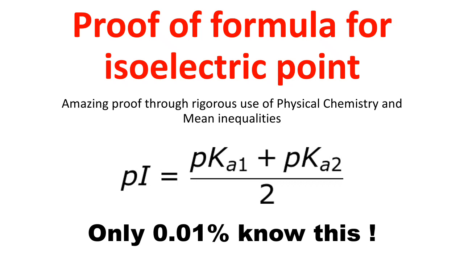In this video, I'm going to discuss the proof of the formula for isoelectric point. This is the formula which we usually see in the chapter biomolecules: pKa1 plus pKa2 by 2. Here I will prove it using the concepts of physical chemistry and mean inequalities, AM and GM. By the way, I have not seen its original derivation or anything similar anywhere. Believe me, you will enjoy it.